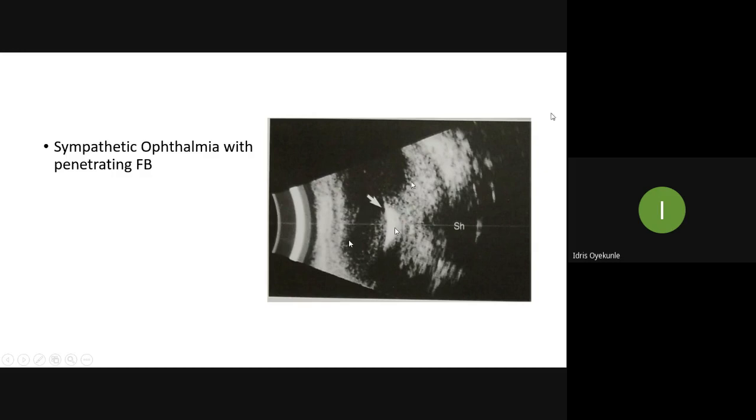You can see the presence of multiple tiny vitreous opacities here, which signifies that there has been vitritis going on in the eye. And there's shadowing due to this foreign body. This is an acoustic shadow as seen here, and this is typical of an intraocular foreign body.